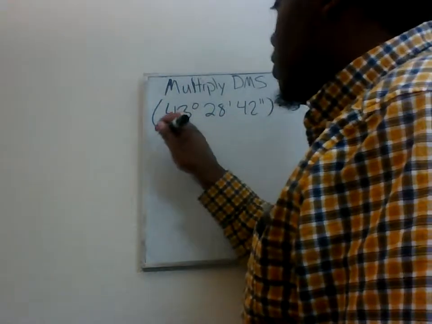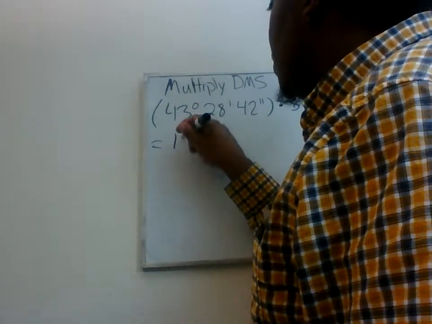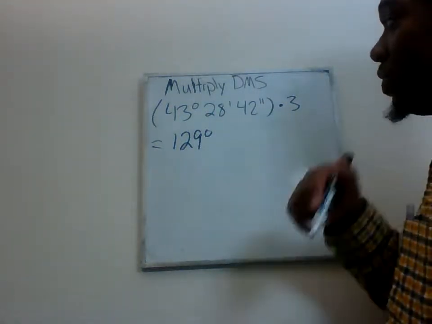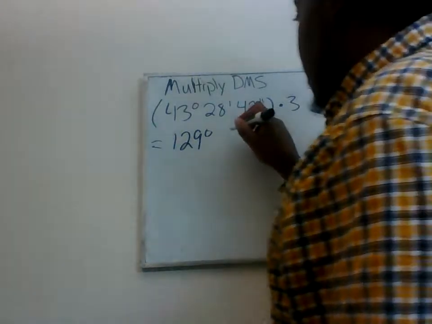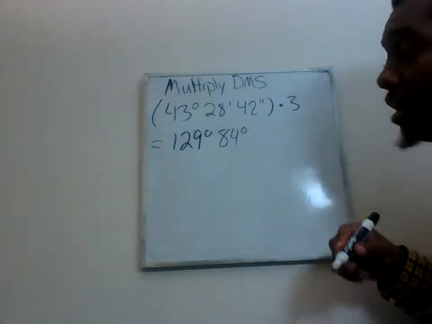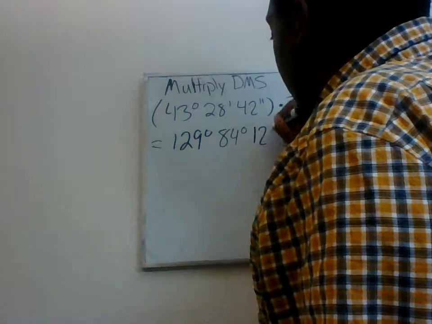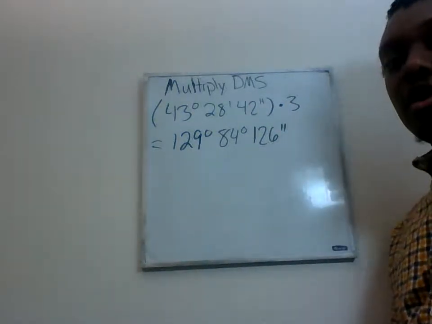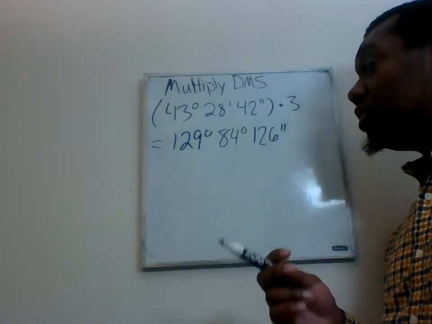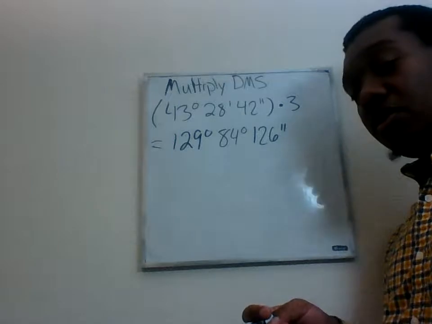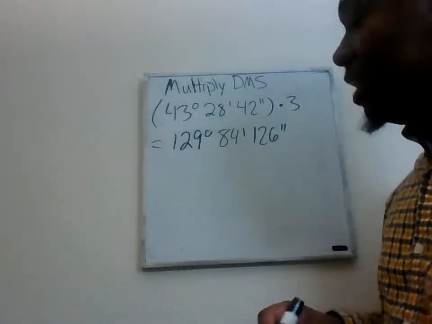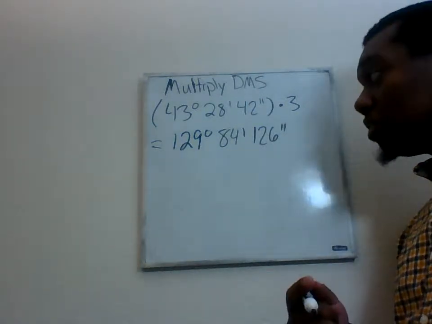So, 3 times 43 will give us 129. Okay. And then 3 times 28 will give us 84. Okay. And then 3 times 42 will give us 126. So 43 degrees, 28 minutes, 42 seconds gives us 129 degrees, 84 minutes, and 126 seconds.